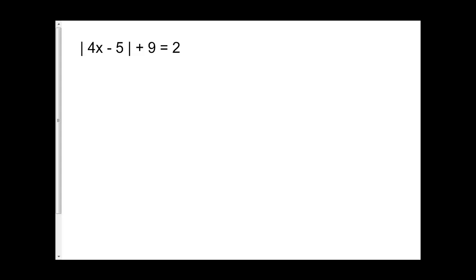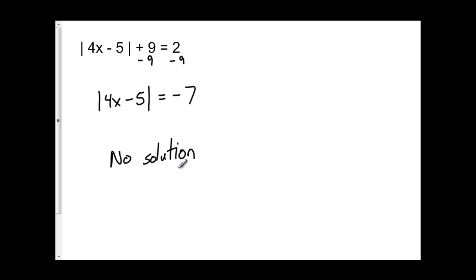Sometimes I can figure out whether there's a solution or not without even graphing it. In this case, if I subtract this 9, I will end up with the absolute value of 4x minus 5 equals negative 7. An absolute value cannot equal a negative number because by definition it's the positive answer. So as soon as we figure out that we've got an absolute value equal to a negative, we know we've got no solution. We don't need to solve anything because none of our solutions are going to work, because you can't have an absolute value equal to a negative number.